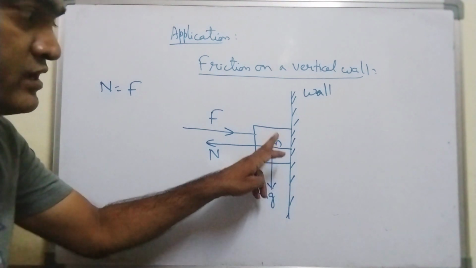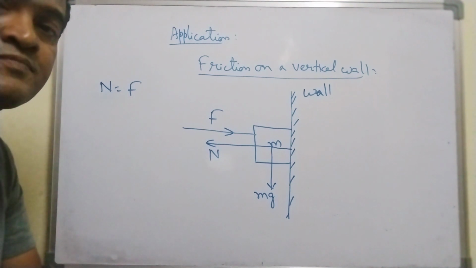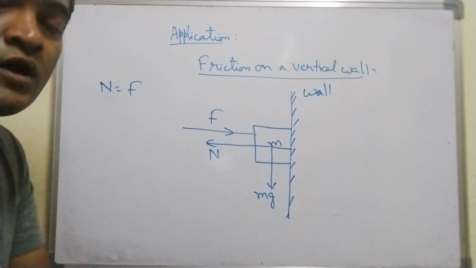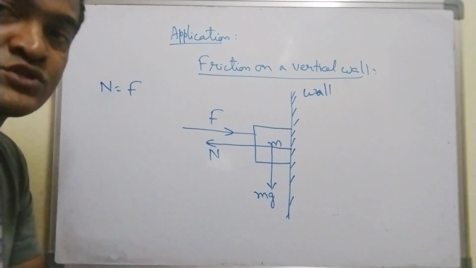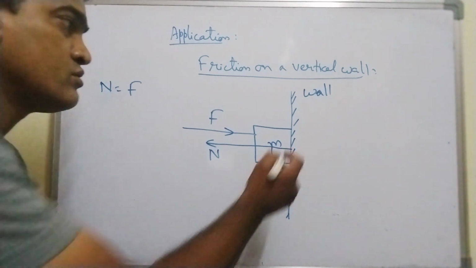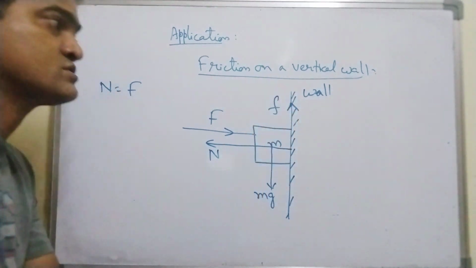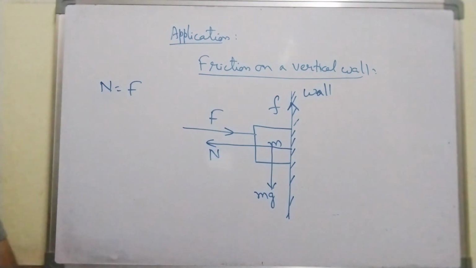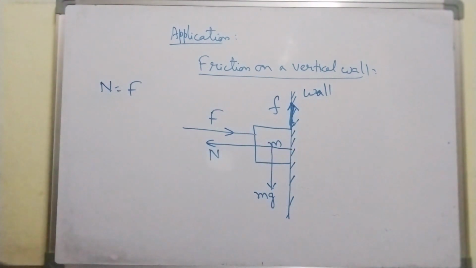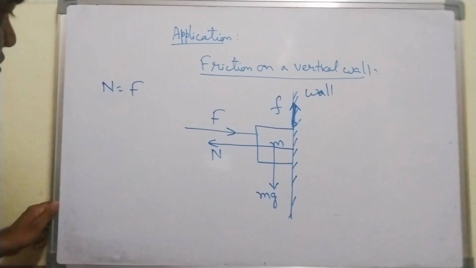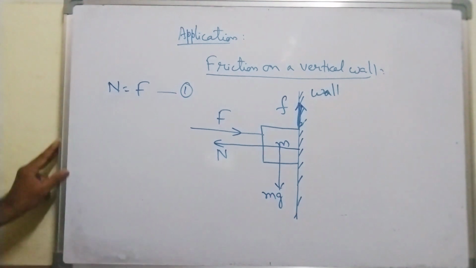Now if at all the block moves, falls down, how will the friction act? Friction always acts opposite in direction to the motion, or you can say the relative motion, between the wall and the block. So if friction acts, it acts opposite in direction. This is the direction of friction, right? So N is equal to F. Let me take this as equation 1.